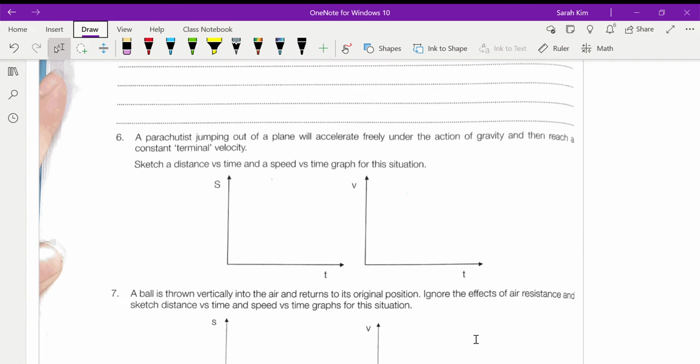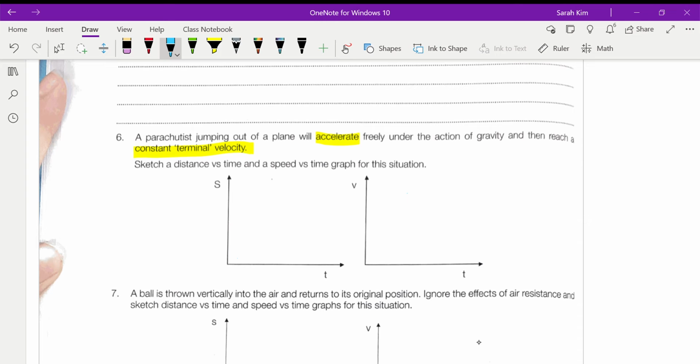Alright, a parachutist jumping out of a plane will accelerate freely under the action of gravity, and then reach a constant terminal velocity. So, accelerating until it reaches a constant terminal velocity. What we have to do is sketch the distance versus time and the speed versus time for this situation. I'm going to start with the speed first, because that's what I feel more confident about.